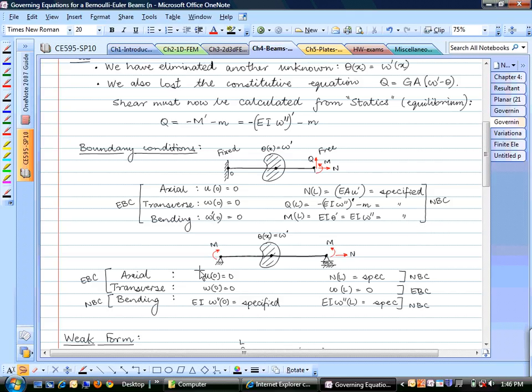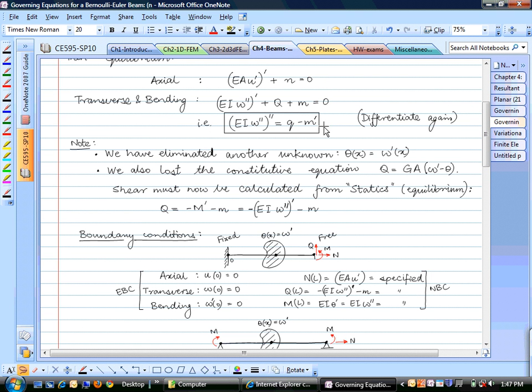And similarly for the simply supported beam, you have U0, W0, that makes sense. It cannot move horizontally or vertically. But the applied moment at this end needs to be specified. It could be specified to be zero, which is what we usually have in our simply supported beams. But this is the moment that needs to be specified at this point. So similarly here, we need to specify the moment, and we need to specify the axial force, and that the transverse displacement is zero. So these are the boundary conditions for these two sets of equations.